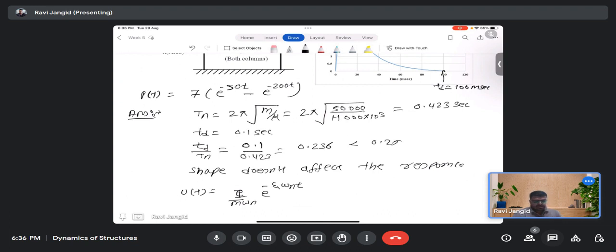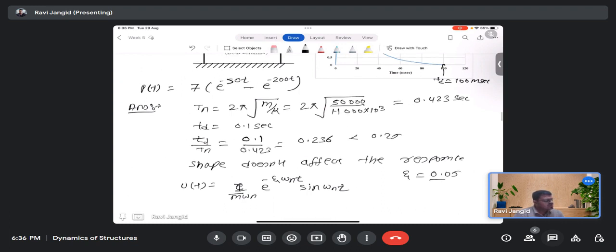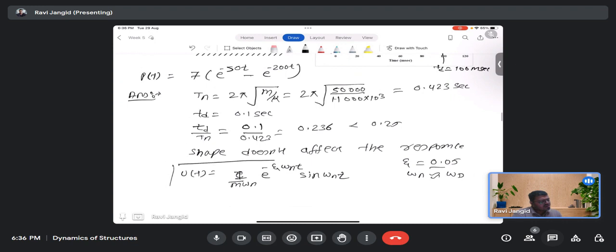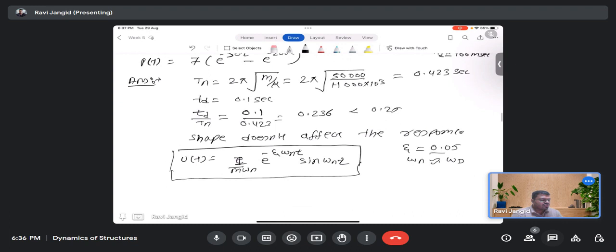So my response is given by u(t) = I / (m ω_n) e^(-ξ ω_n t) sin ω_n t. Here our damping is very small, like 5%, so we consider ω_n nearly equal to ω_d. So we need to find the maximum response for this damped system, and at what time it occurs.